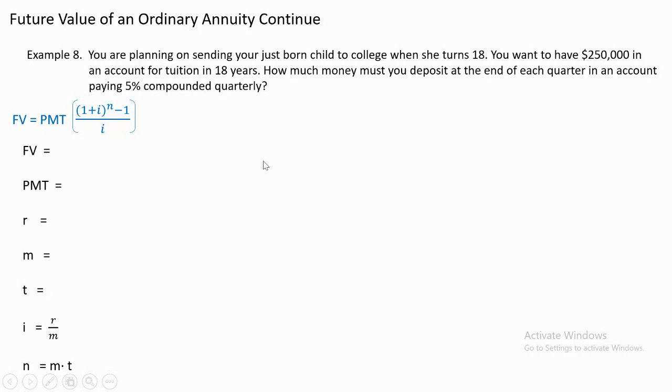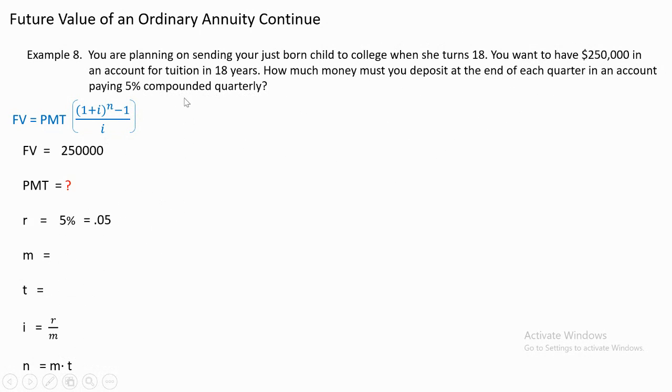Okay. So then we're looking for the payment. How much money must you deposit at the end of each quarter? So these are the payments here. So we're looking for the payments. The 250,000 will be your future value, and the rest, guys, by now you should be able to extract the 5%. The percent symbol means it's going to be your interest. You convert it into a decimal, which would be 0.05.